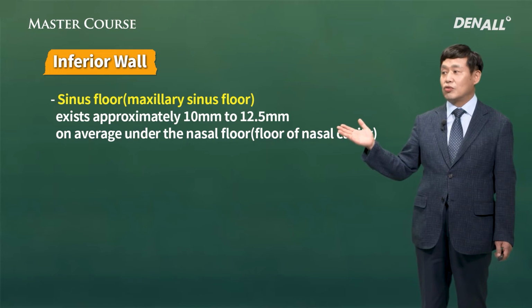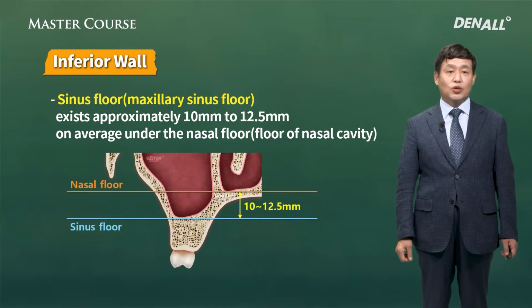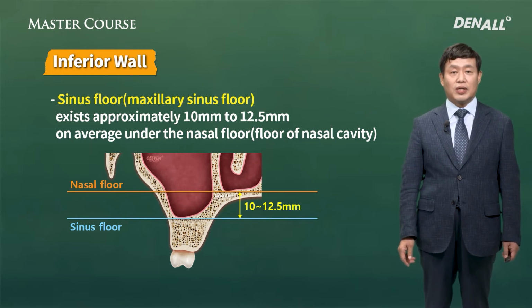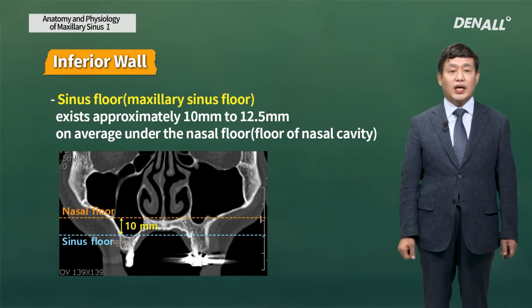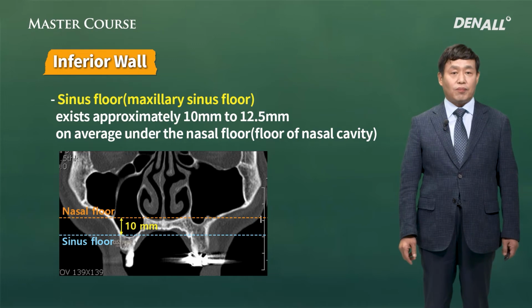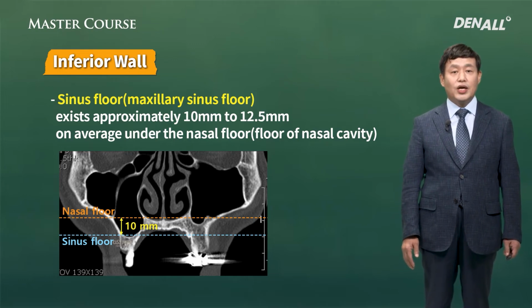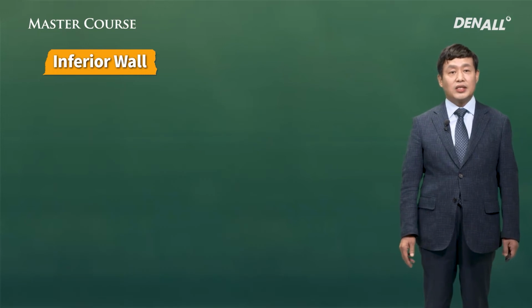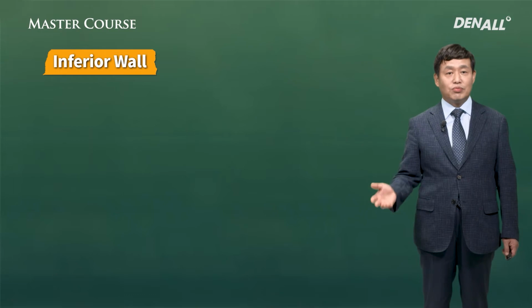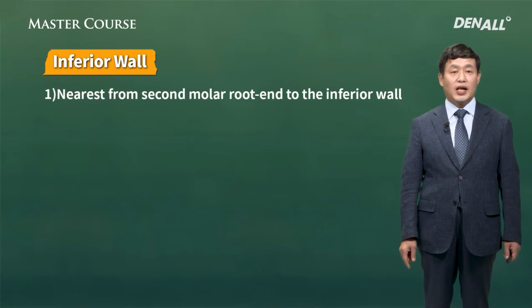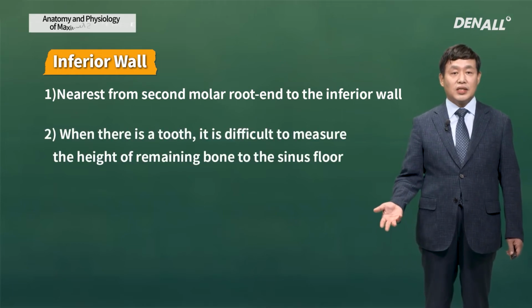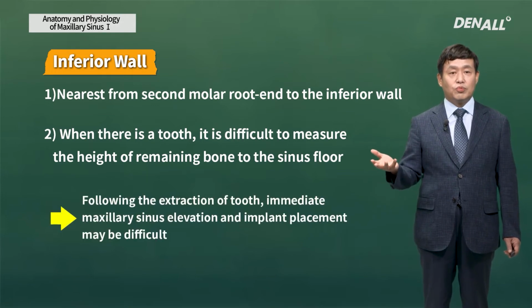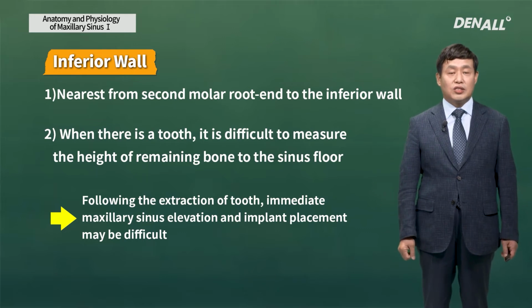It is usually 10 millimeters inferior to the nasal floor. So that is the position. The accurate position should be checked using the coronal view of CBCT for the exact location of the sinus floor, but usually it is about 10 millimeters inferior to the nasal floor. The thinnest part of the inferior wall is near the second molar, especially for immediate placement after extraction. If there is a tooth, it is difficult to measure the height. So it is a difficulty when you try to do immediate placement.